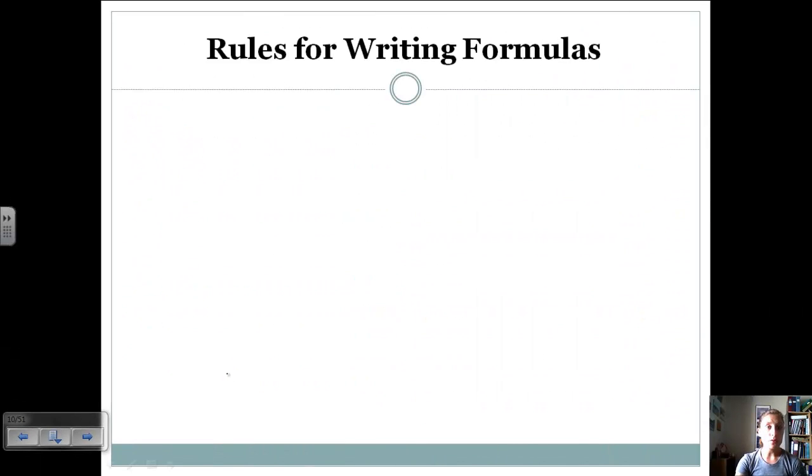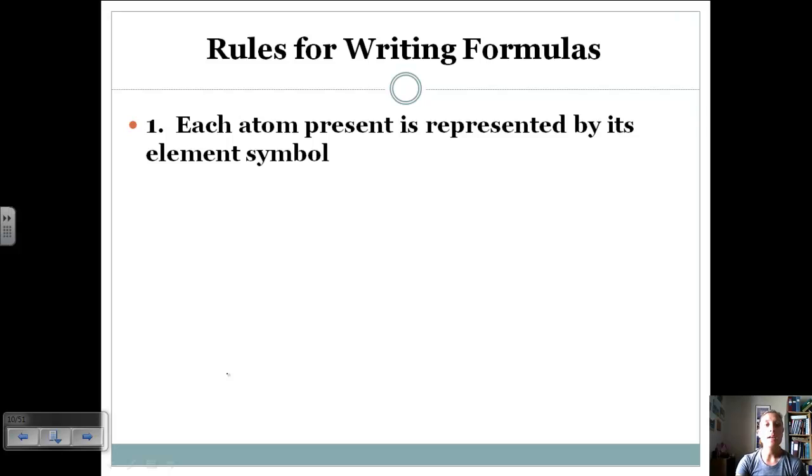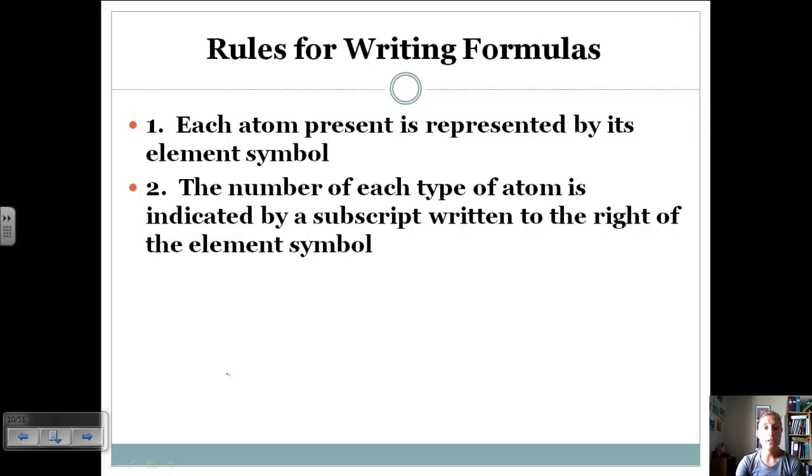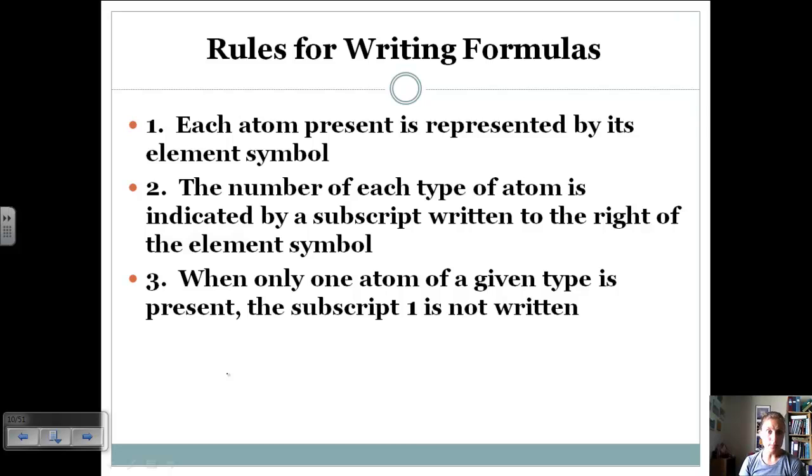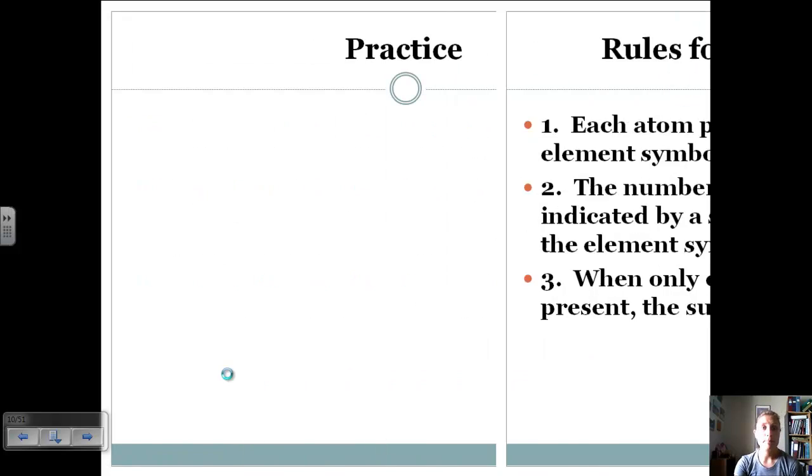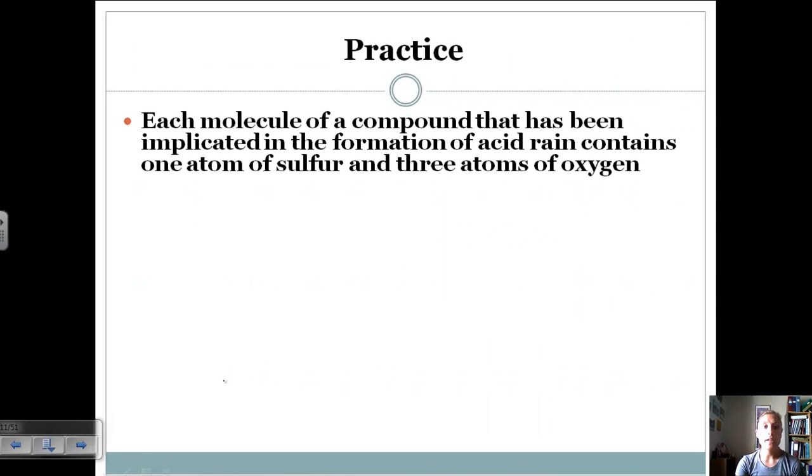Okay, there's a few rules that you need to know in order to write formulas. Each atom present has to be represented using its element symbol. The number of each type of atom is indicated by the subscript, and we put it right after the element symbol. And like we talked about before, if we only have 1 atom of a particular type present, we don't write the subscript 1. Putting the symbol is our way of saying there's 1 of them. Okay, so let's try a couple.